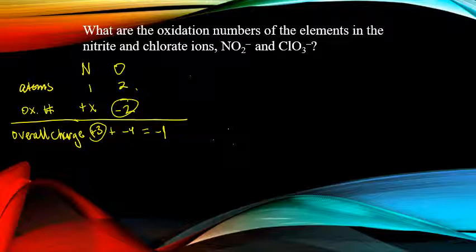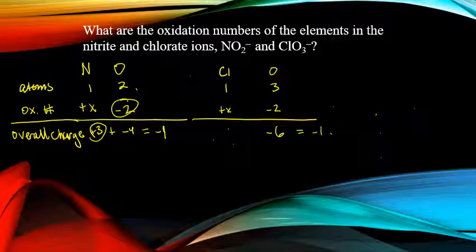When we look at the next example with the chlorate, we have Cl and we have O. Once again, I have 1 atom of chlorine and 3 atoms of oxygen. So I'm going to assign the chlorine as +X again, and the oxygen as -2. So I have 3 times -2, giving me a -6. And just like the nitrite ion, the chlorate ion must add up to equal -1. So in this case, my X must be a +5 for that to be the case.